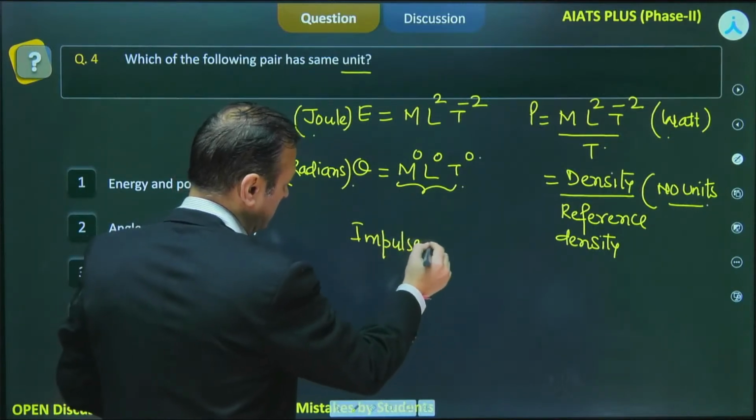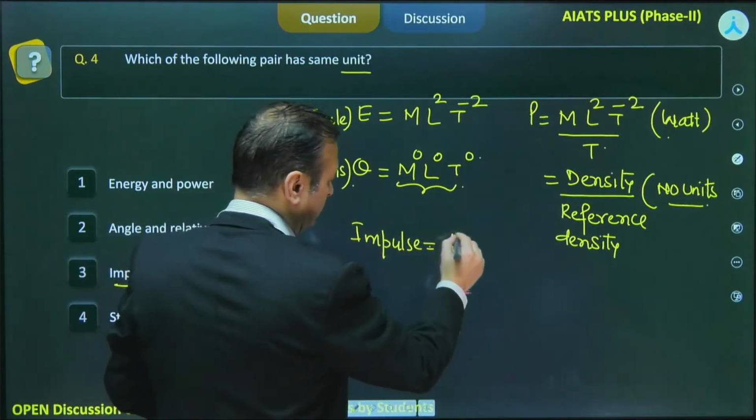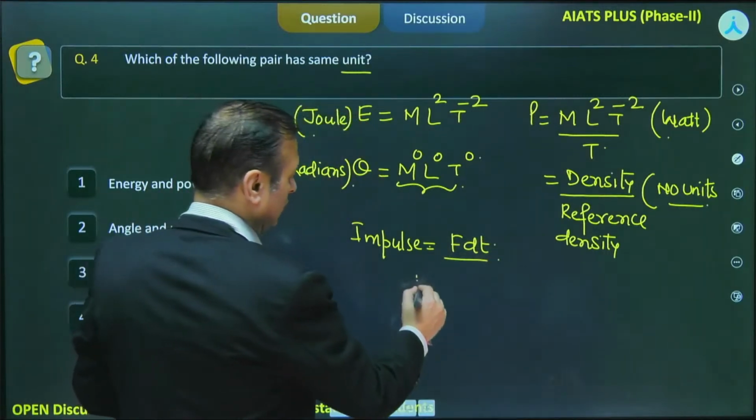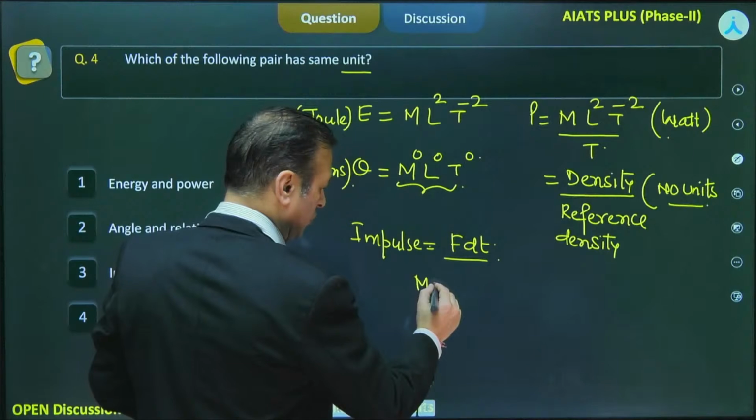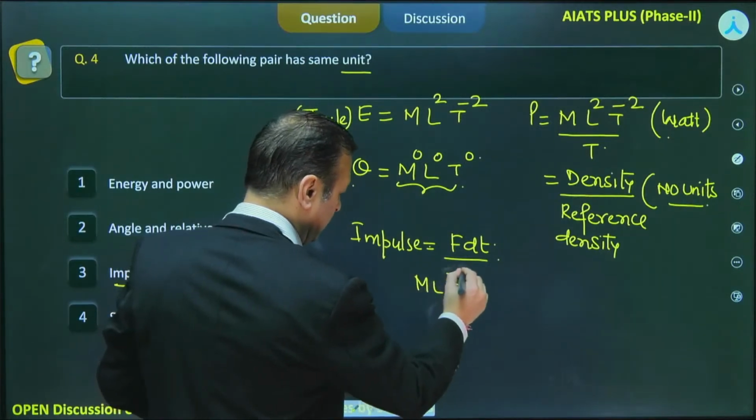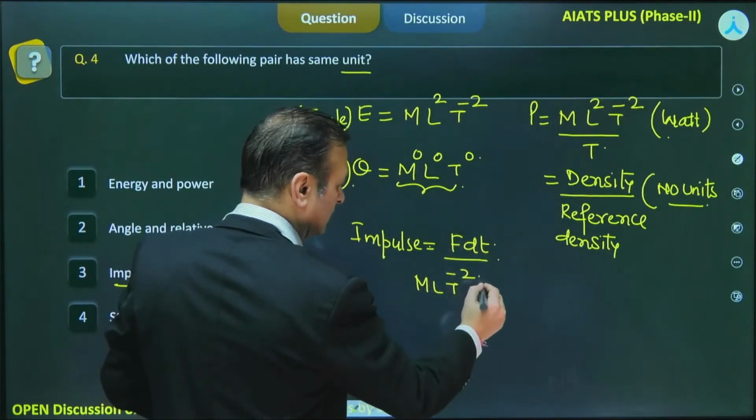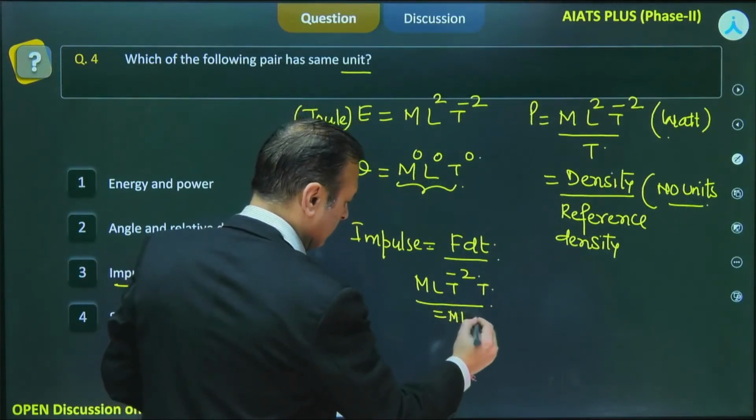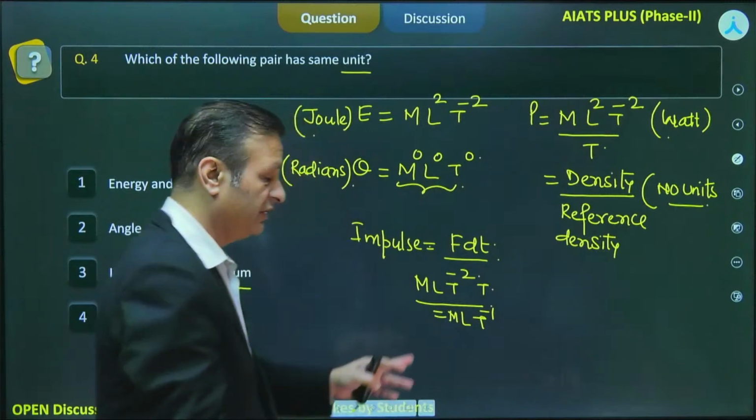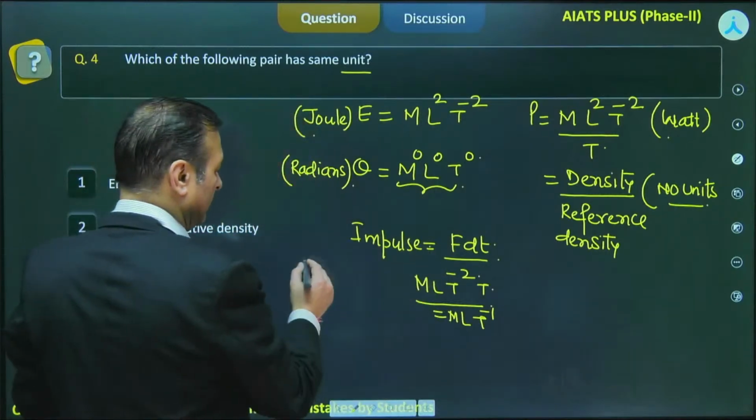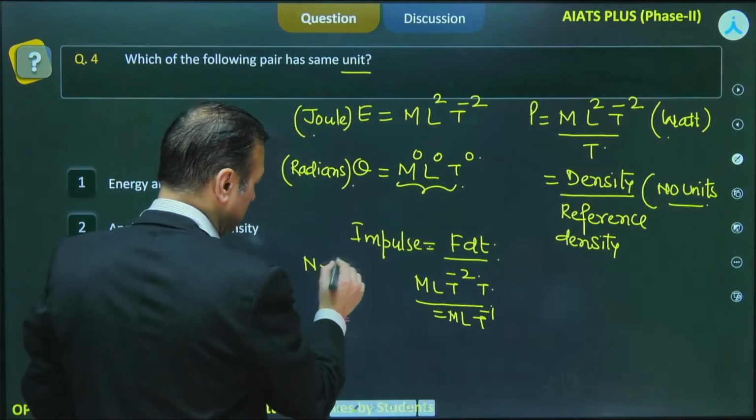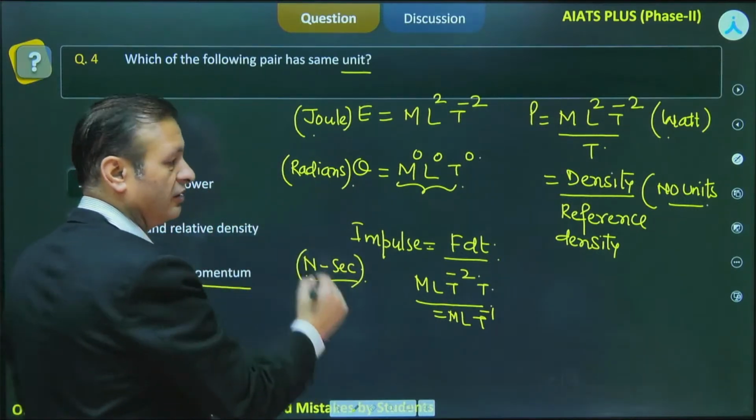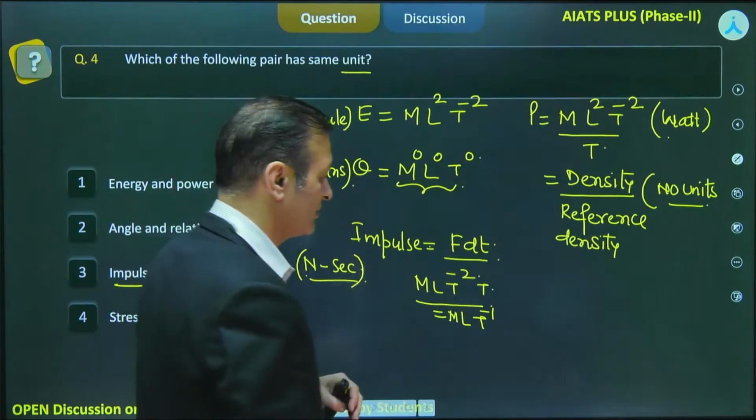So impulse, force which acts for a very short duration of time, that is called impulse. So what is dimensional formula for this? MLT⁻² and this is T. So this is MLT⁻¹. This is in terms of dimension, and unit wise this is Newton into seconds. So this is as far as the units are concerned.